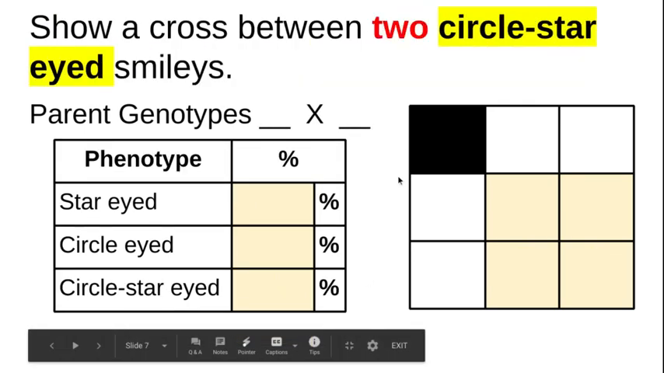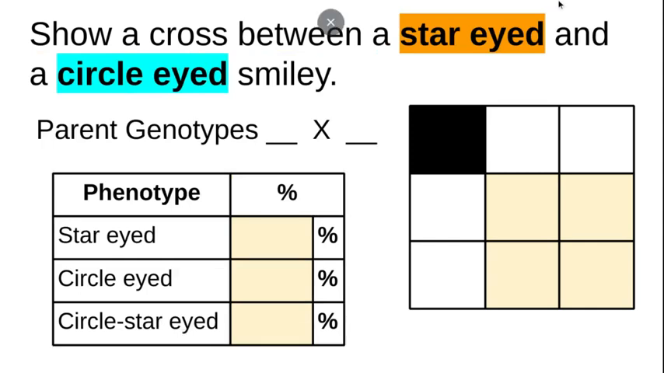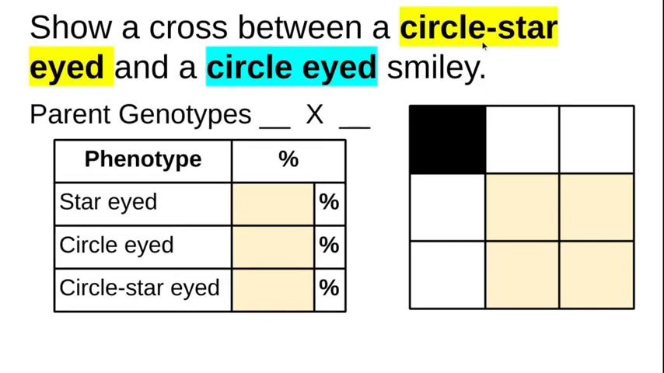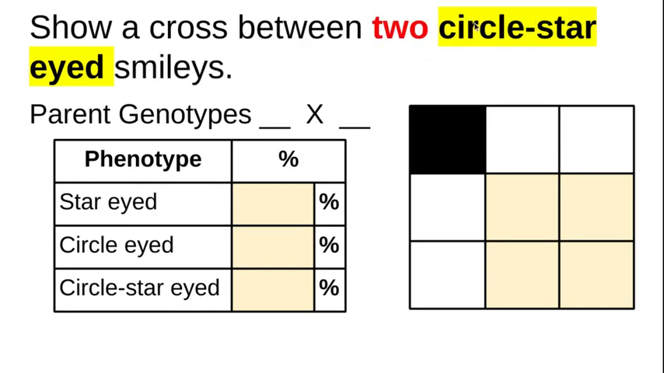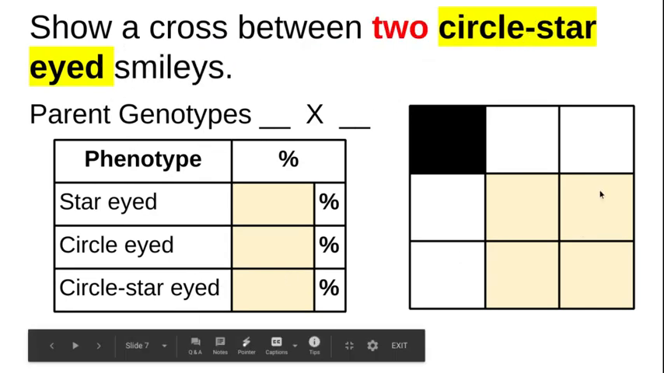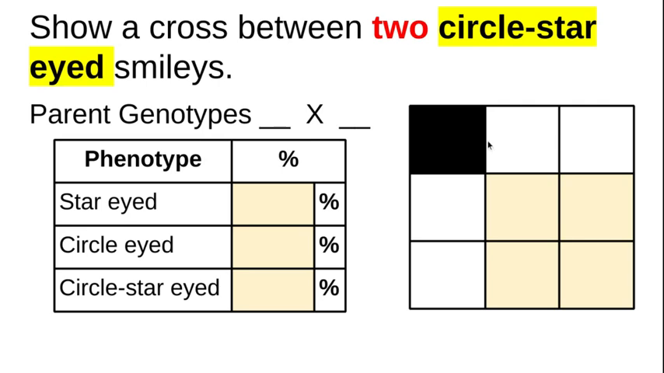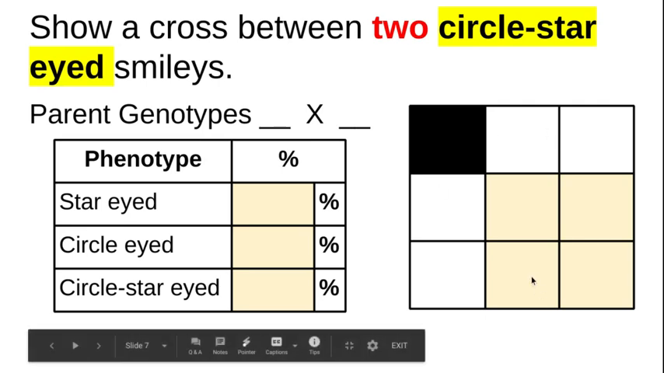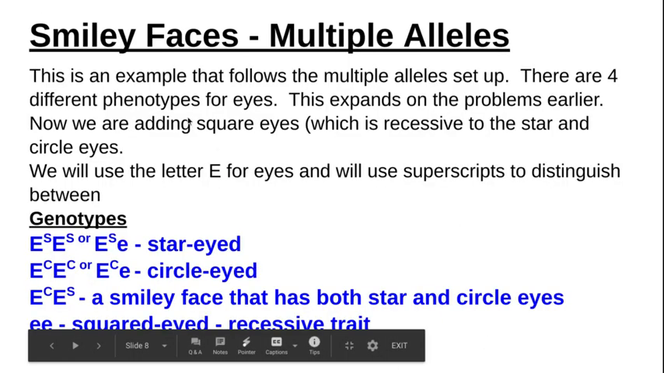So you have 3 problems you need to do. You're going to have star-eyed and circle-eyed, a circle star-eyed and circle-eyed, and 2 circle star-eyed. I am not grading this part. If you want to just do this on paper, you can, or you can use the Punnett square that's provided. I will be grading the percentages for it.